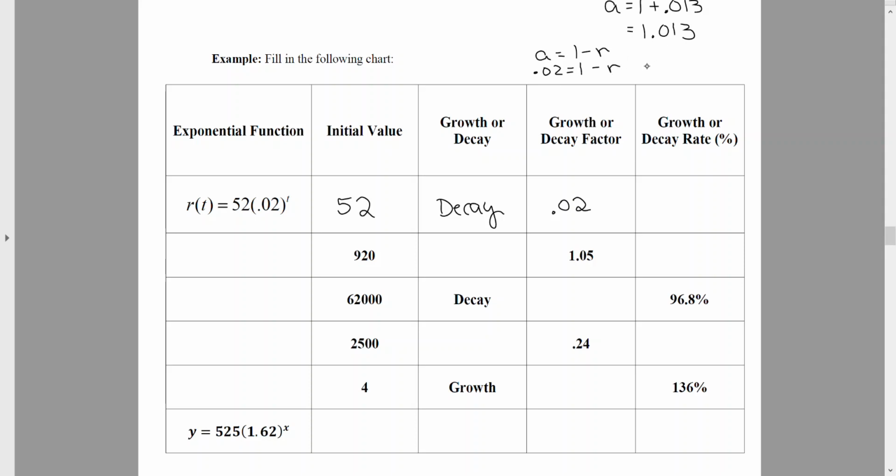Subtract 1 from both sides. I'm going to squeeze this in here. And if I subtract 1, you can use your calculator if you need to, 0.02 minus 1 is going to get you negative 0.98, equals negative R. So positive R then is going to equal positive 0.98. Now they want the rate as a percent, so I need to change 0.98 to 98%.